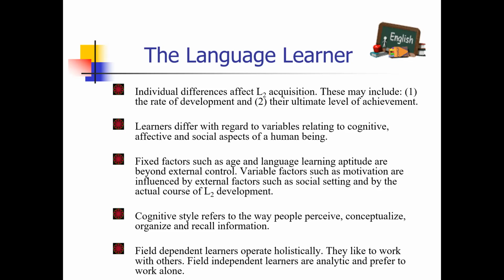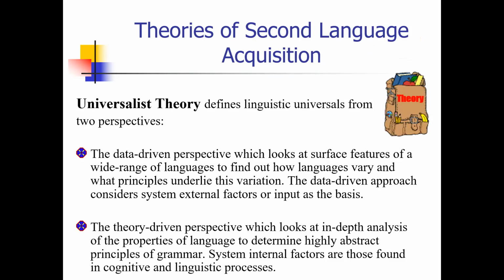And then the fourth is cognitive style, which refers to the way people perceive, conceptualize, organize, and recall information. And then the last one is field dependent learners. Field dependent learners operate holistically. They like to work with others. Field independent learners are analytical and prefer to work alone. And then let's see the theories of second language acquisition.